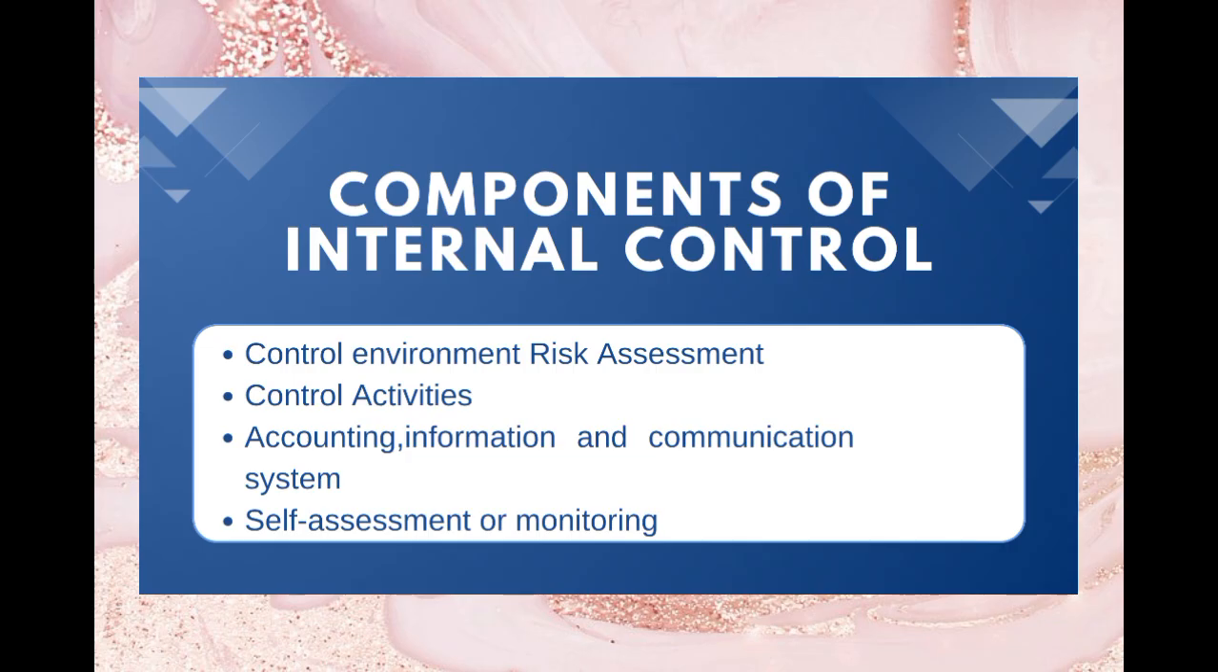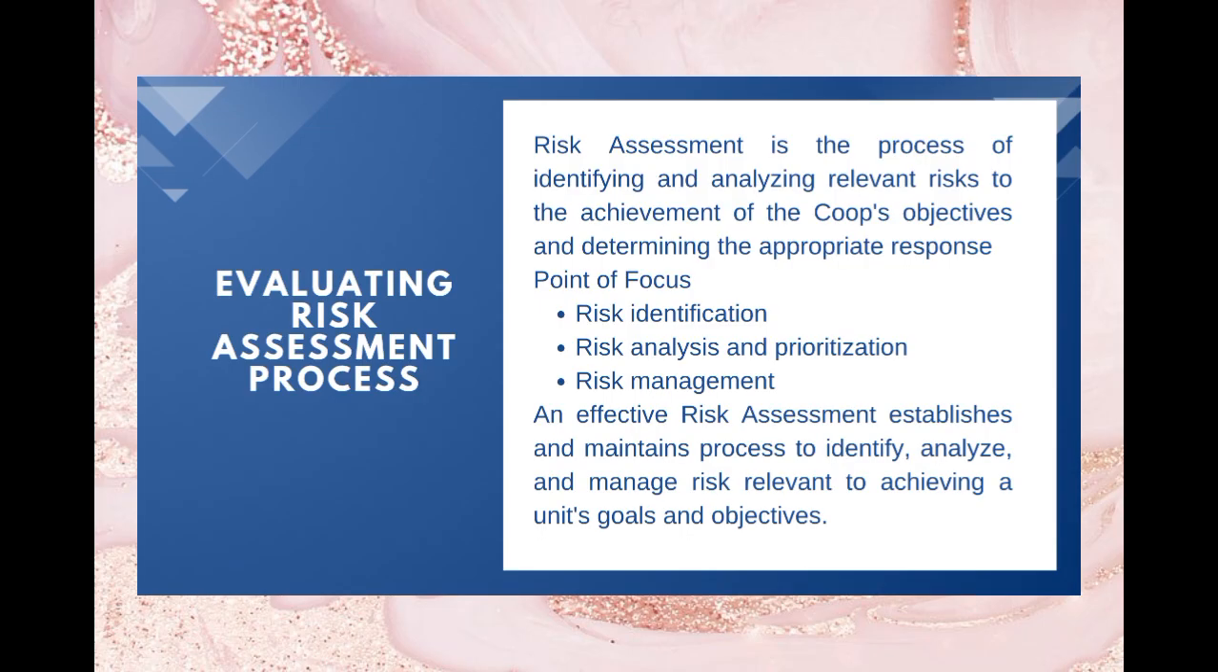Accounting information and communication system. Accurate and reliable information is really important. A good system ensures data is properly recorded, processed, and shared. Self-assessment or monitoring. The company regularly reviews its internal controls to identify weaknesses. This allows for continuous improvement and adaptation of controls to changing circumstances.